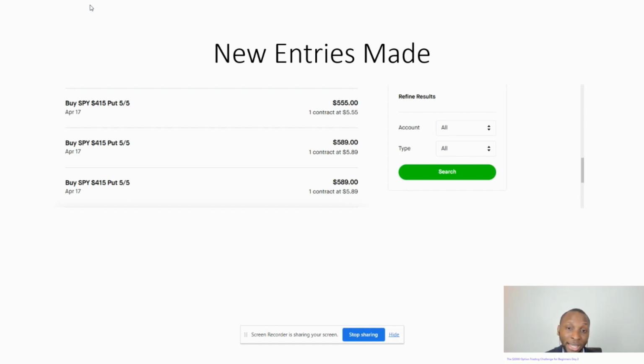This is some free game I'm giving you. Yes, you can average down the price that you buy options for, like stocks. You can do that. So this is a slightly improved strategy I did, and as you can see, about two contracts for $589, and one more contract for $555. So this will push down the average price of those contracts.